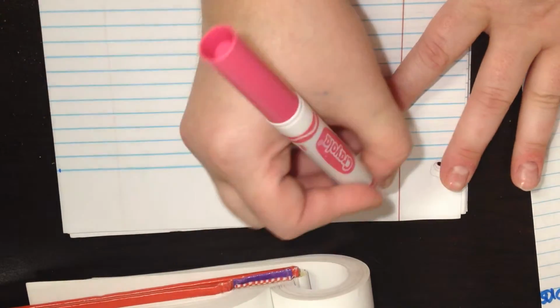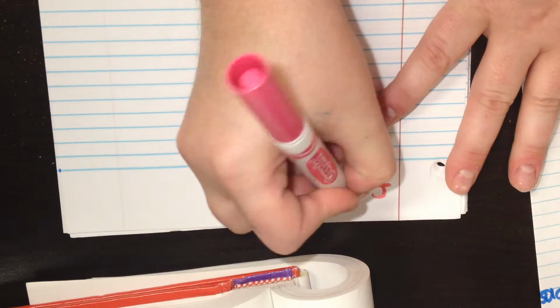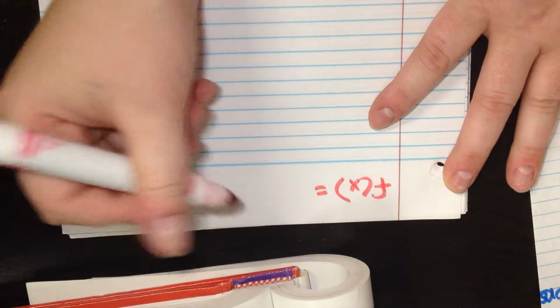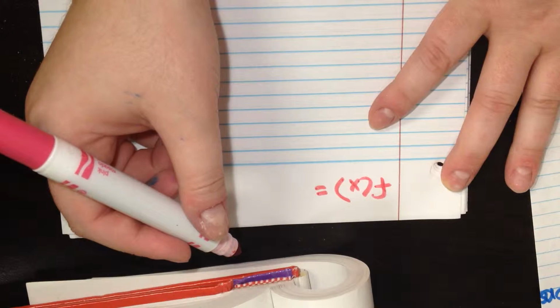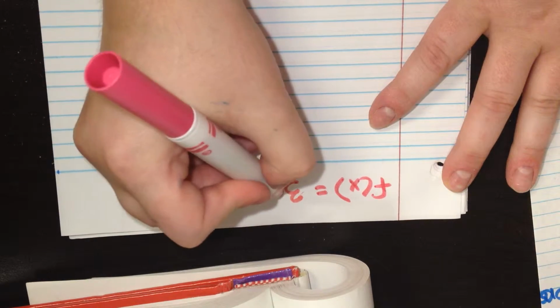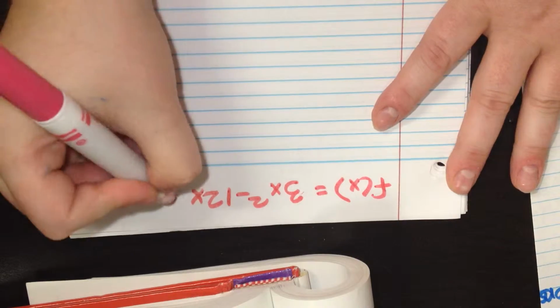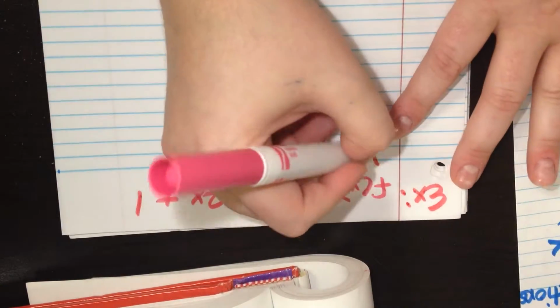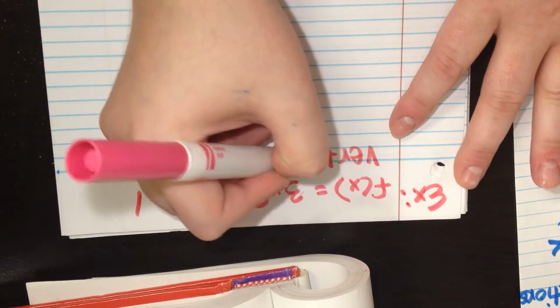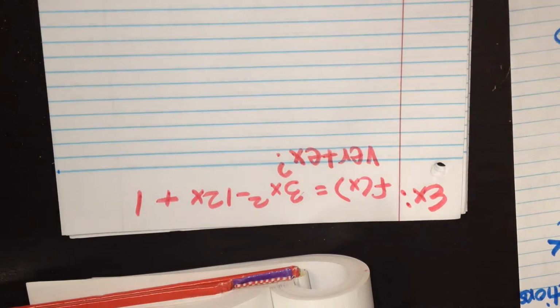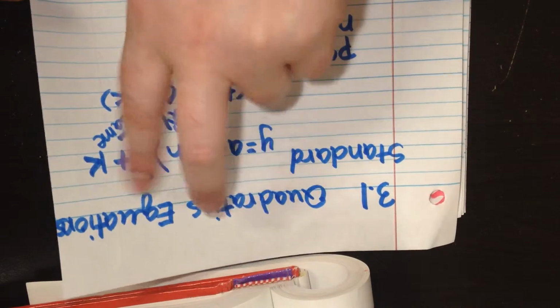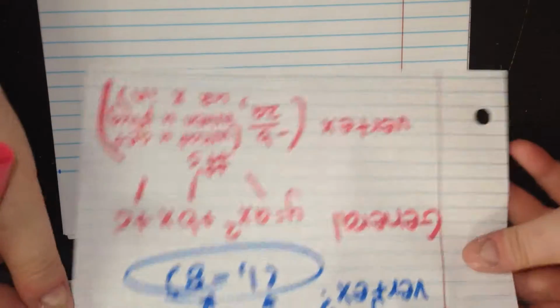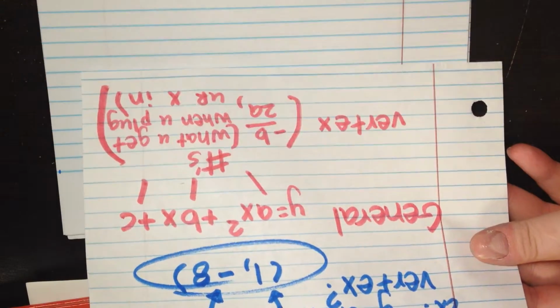So let's do an example. Let's say we have f of x equals 3x squared minus 12x plus 1. Oh, and this is an example, my bad. And I want to know what the vertex is. So right away I look and see which equation it is, and it's not the standard form where we can just pull out the vertex. That's kind of bad. So now we have to look, and it's the general form.